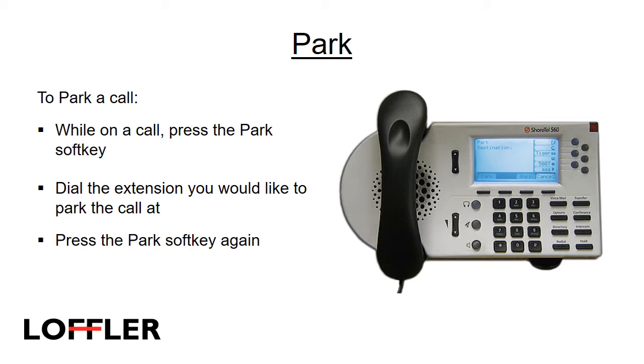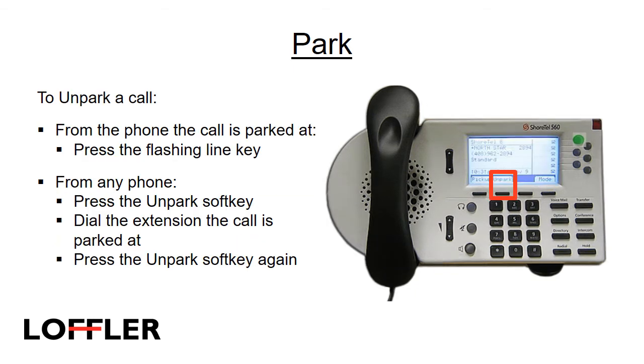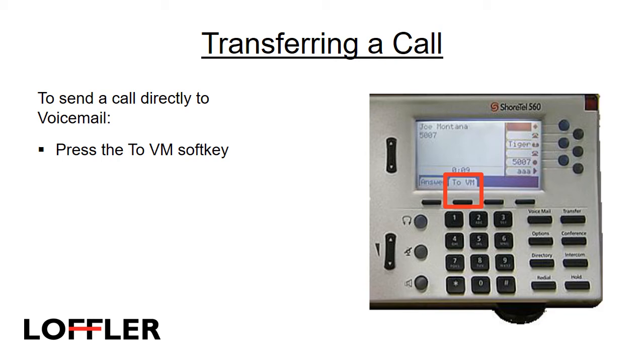Dial the extension you would like to park the call at, and press the park soft key again. To unpark a call, from the phone that the call is parked at, simply press the flashing line key, or, from any other phone, press the unpark soft key, dial the extension the call is parked at, and press the unpark soft key again.